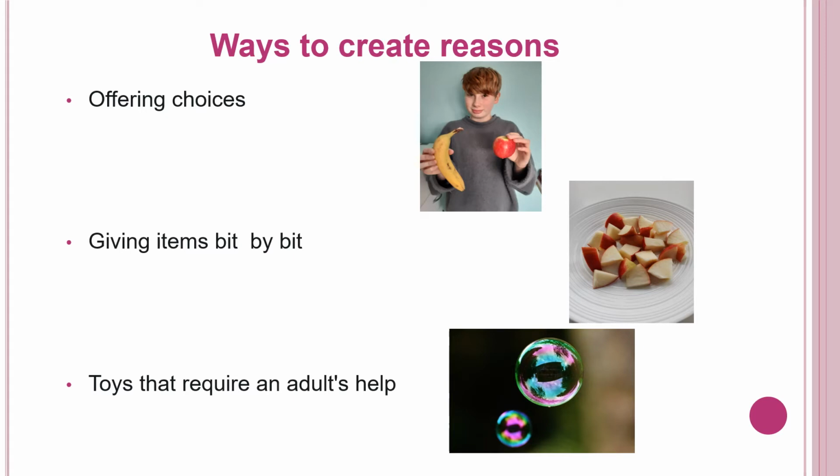Providing choices, such as "would you like a banana or an apple?" gives the child a language model and a visual prompt to help them make their choice. Giving pieces of a motivating toy or snack bit by bit will give the child repeated reasons to request more of the item. Playing with high-interest toys that are hard to operate will encourage the child to request help from the adult. We're going to look at a few more reasons on the next slide.